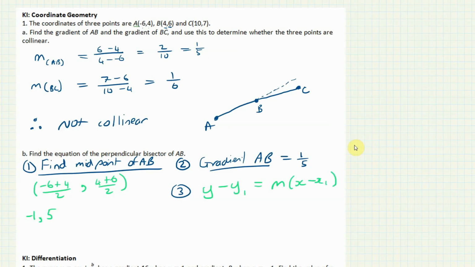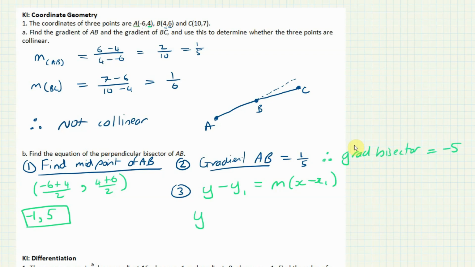So what I'm saying here, y1 is the y value of one of the points on the line we can use, which is here, isn't it? Right? The y value 5, and the x1 is minus 1. And the gradient of the perpendicular bisector. It's a bisector. So therefore, instead of 1/5, we'll have gradient of bisector should be equal to minus 5, the negative reciprocal.